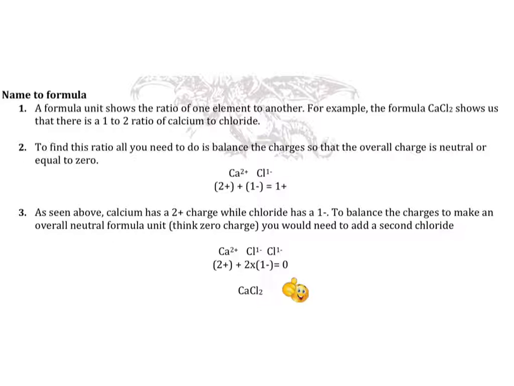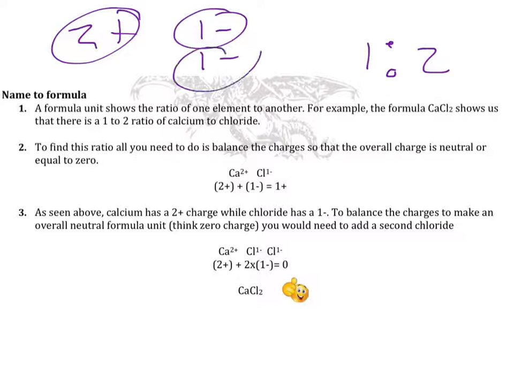That means that if we have a 2 positive charge, such as calcium here, and a 1 negative charge, such as chlorine here, we would need 2 of those chlorines to balance that 2 positive. And so if we take a look here, this is going to end up being a 1 to 2 ratio. You have 1 of these and 2 of those.